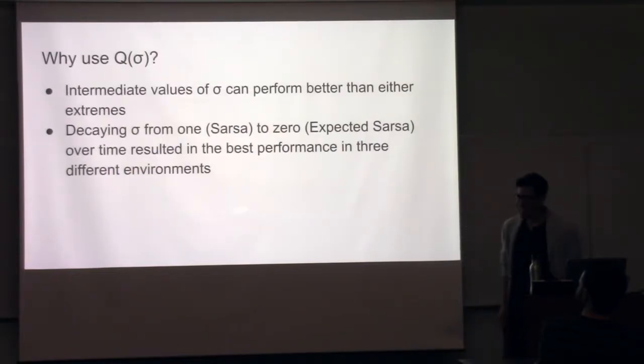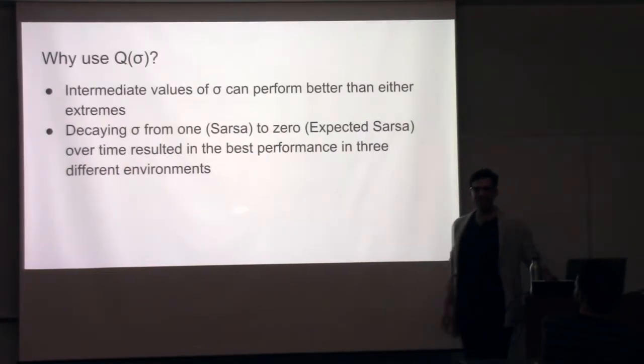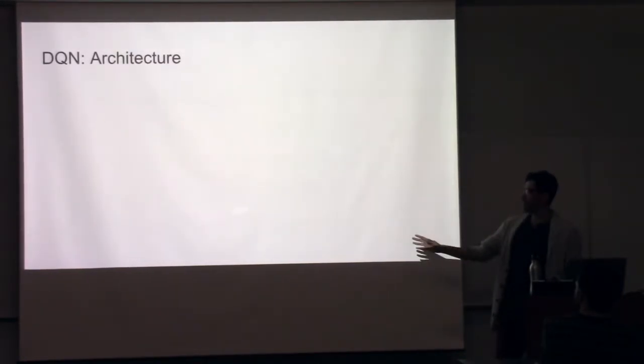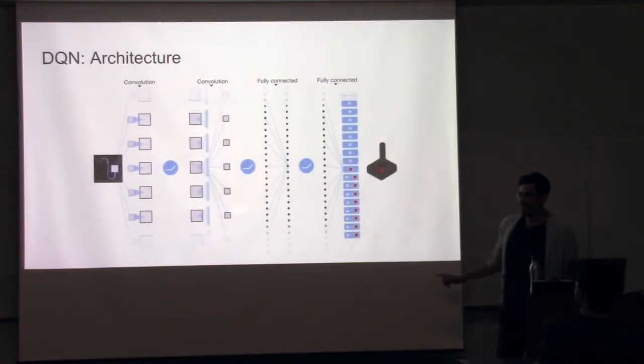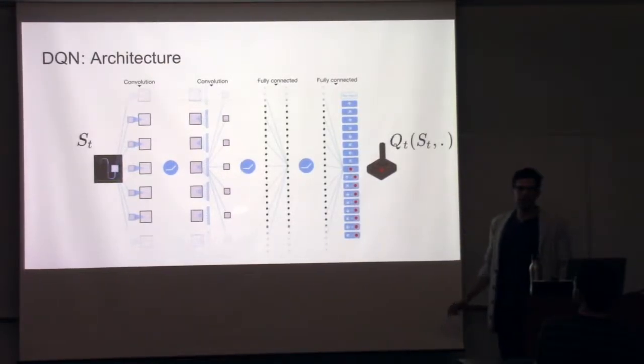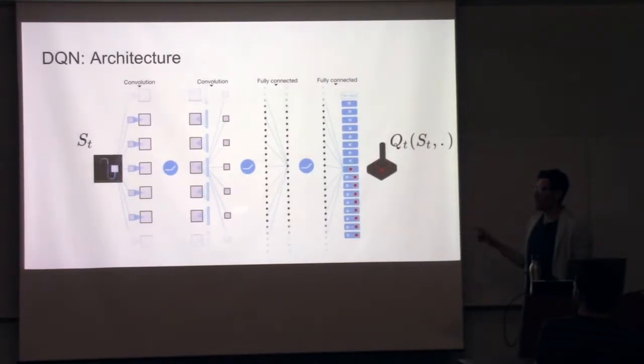Anyway, I wanted to combine Q sigma with DQN to test the nonlinear function approximation case. Now, DQN at its core is just a neural network that looks at the current state and at the other end outputs the estimate of the action value function for all the actions given the current state.